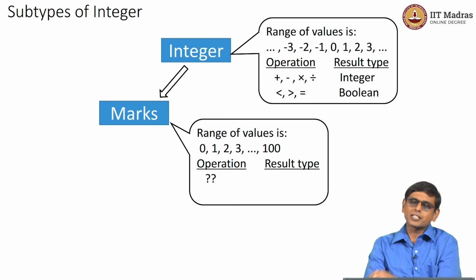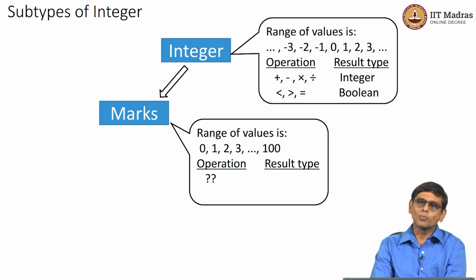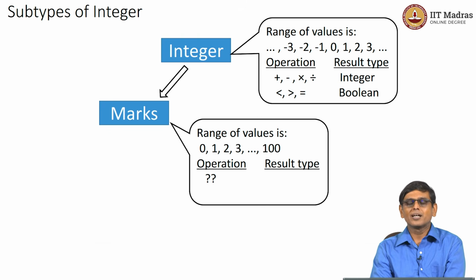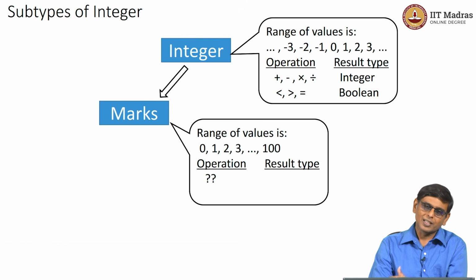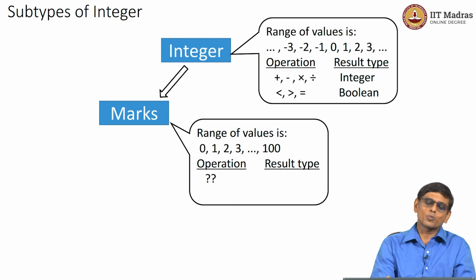Subtraction also might make sense, like for example you might want to find the difference between the average marks and a particular mark of a student, right, you might want to find that. Or if somebody has got the maximum mark, somebody has got the minimum mark, you want to find the difference between the maximum and minimum mark. So that tells you the range of marks over which students have scored.